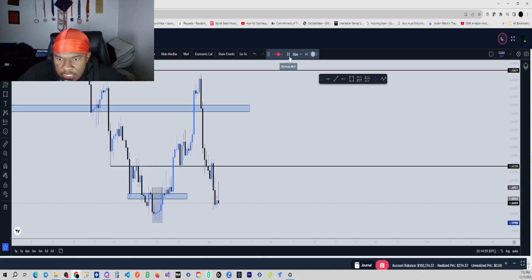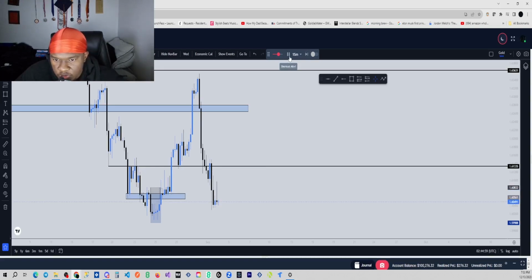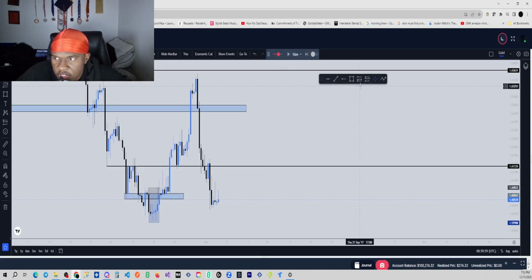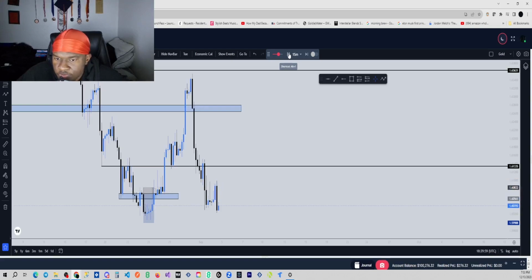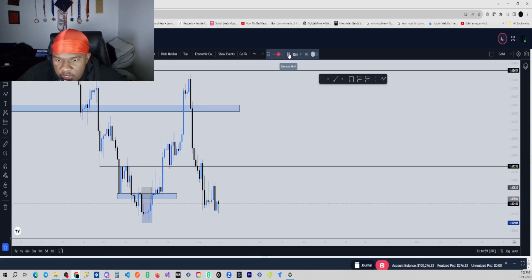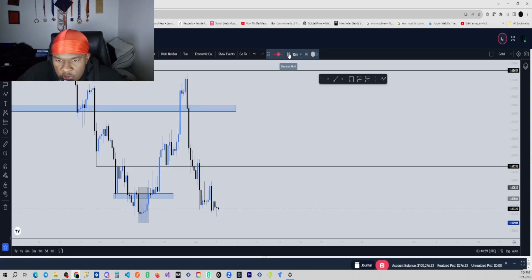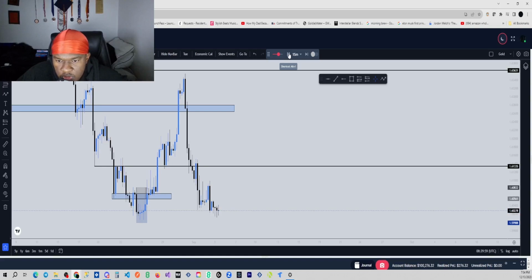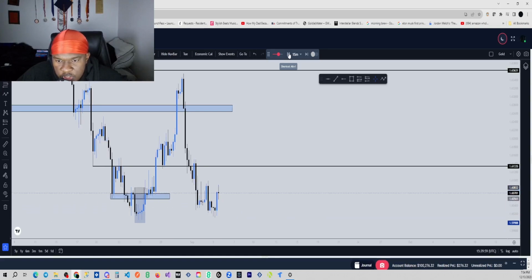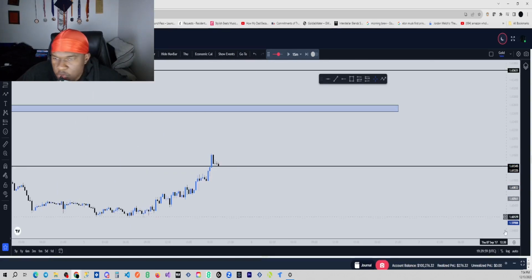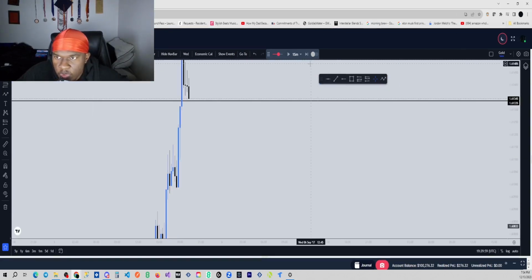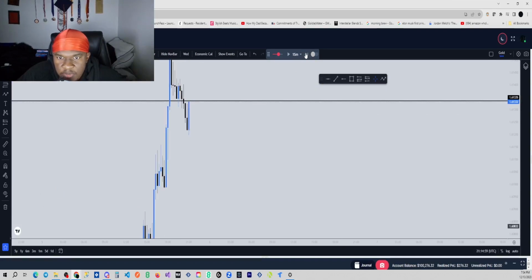Excuse the clicking. See if we get a push back up. So I'm looking for something like this, a push back up to continue to the downside. Nope. I needed a deeper push to the upside. Come on, push up. There we go. That's the retest I needed. Now we can start going to a lower time frame and see if price gives us some kind of setup.